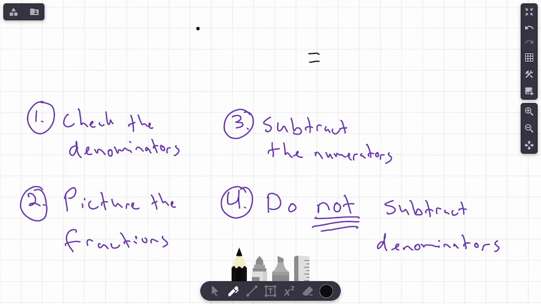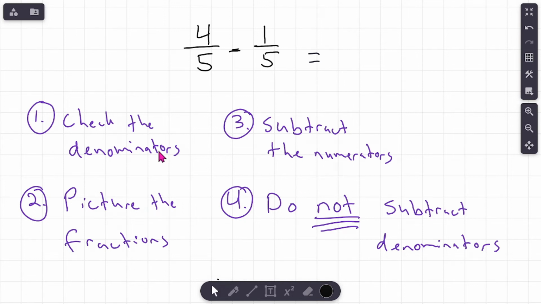This next one I want to do is going to be 4/5 minus 1/5. Okay? So let's think through it. Let's go through our steps. All right, first thing I want you to do is I want you to look at the denominators. Are those denominators the same? Yes, they are. Both denominators are 5.